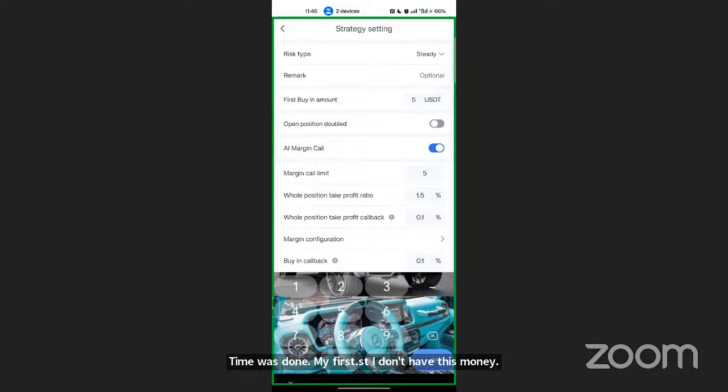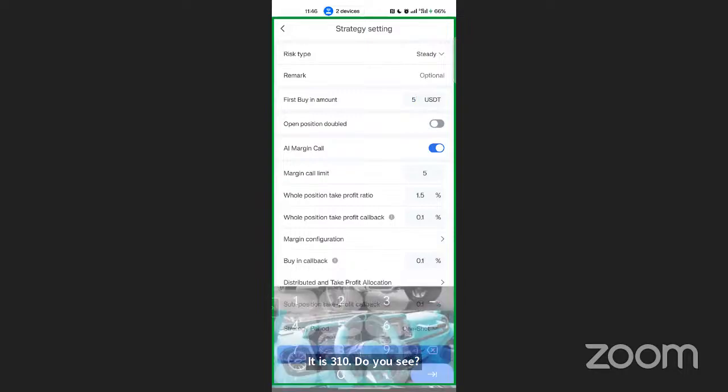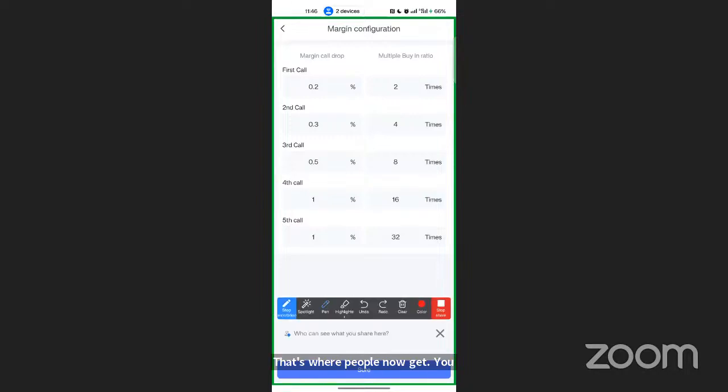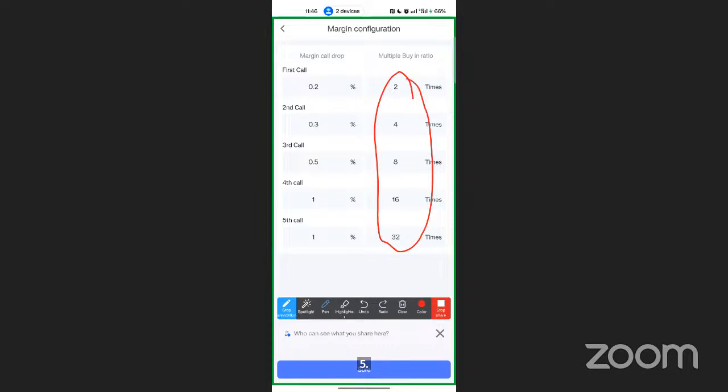Am I making sense to someone? So 2 plus 4 plus 8 plus 16 plus 32 times 5, it is 310. Do you see? That's where people now get past. I can still leave my first buying amount at 5, and I leave it like this. Give me a 1 in the chat if you have understood.